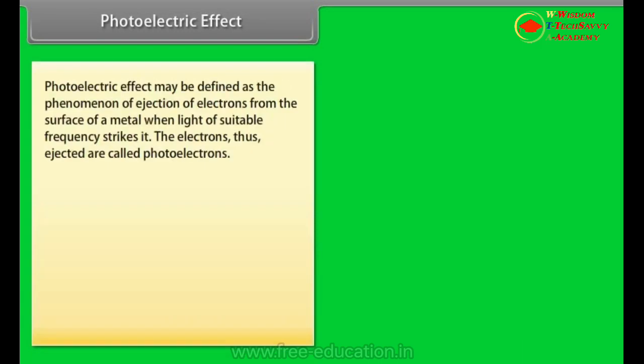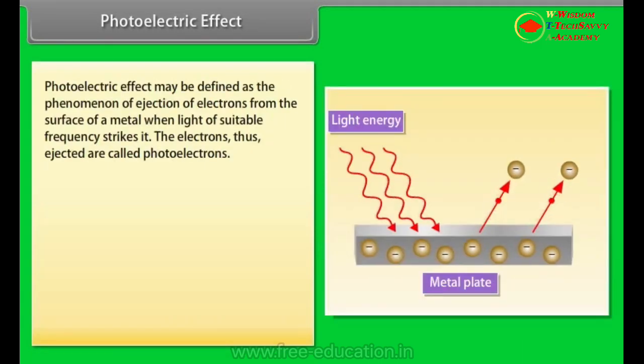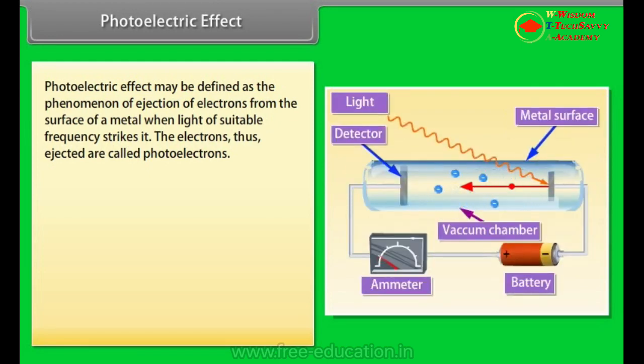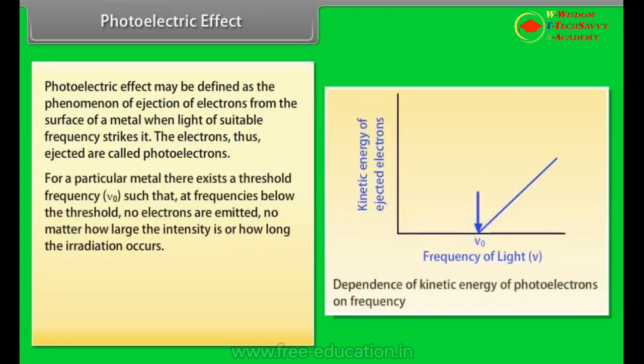Photoelectric effect. The photoelectric effect may be defined as the phenomenon of ejection of electrons from the surface of a metal when light of suitable frequency strikes it. The electrons thus ejected are called photoelectrons. When light of particular frequency strikes the metal surface, electrons are ejected, which are detected by the detector. For a particular metal, there exists a threshold frequency nu naught, such that at frequencies below the threshold, no electrons are emitted, no matter how large the intensity is or how long the radiation occurs.